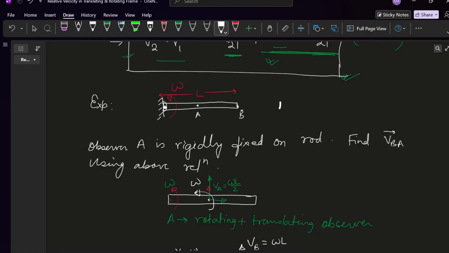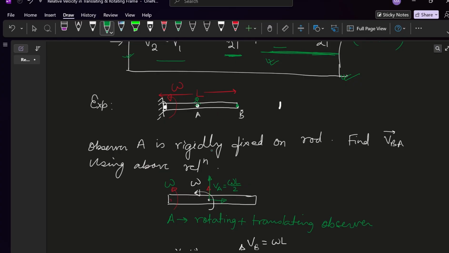A rod is rotating about its end point, and there is a fixed point A, the midpoint of the rod. Let's say the observer is rigidly attached to point A, and this observer is watching point B. Since A is rigidly attached and B is also on the rod, observer A will see that the velocity of B is 0, right?